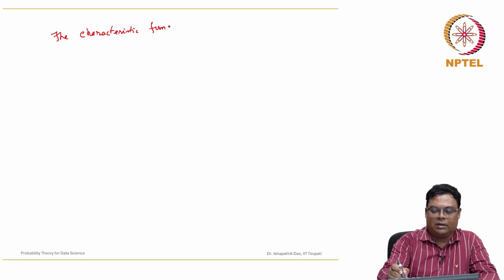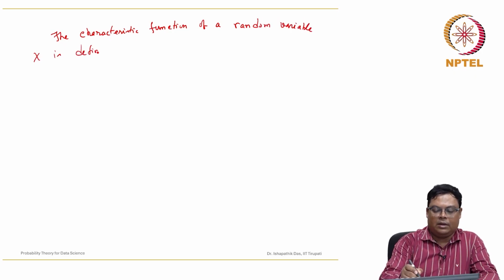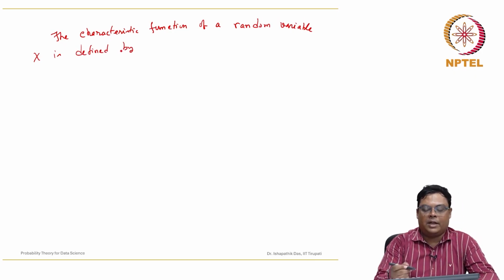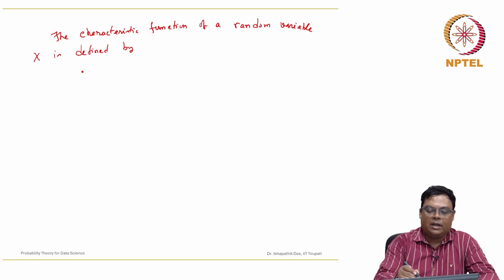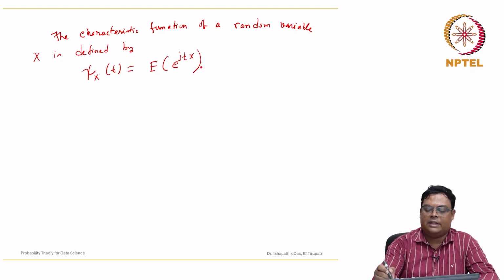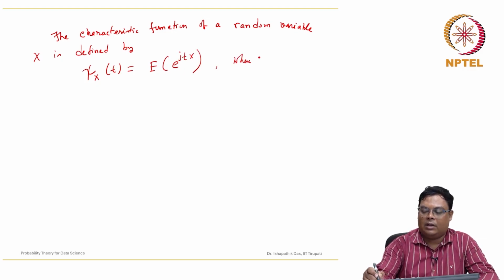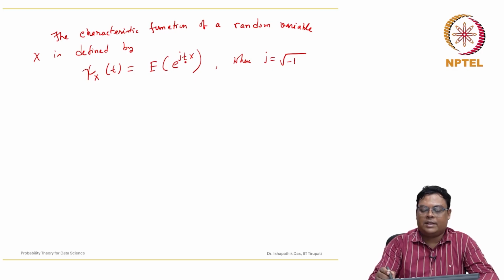The characteristic function of a random variable x is defined as follows. It is very similar to the moment generating function, but with a little modification. It is denoted as psi x. The moment generating function was denoted phi x; psi x of t is e to the power of jtx, where earlier it was tx, just multiplied by j, where j is the complex number, square root of minus 1. So then what is the benefit here?